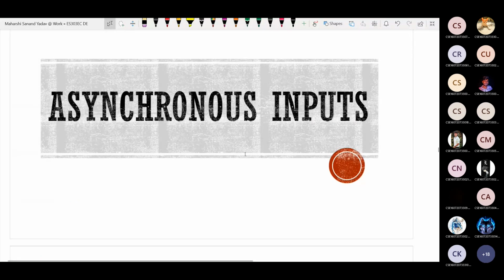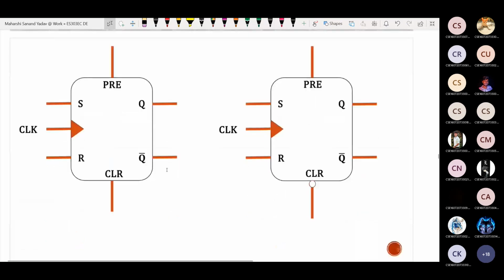Till now, if I go for an SR flip flop, what got added here? Do you know this? PRE, CLR. These two are added externally, so these are called asynchronous inputs. Here PRE stands for preset, or else it is also called set. CLR stands for clear, or else you can call this one reset. Till now we have not used these two pins. We were directly applying inputs S and R and taking outputs at Q and Q bar. Now these two got added.